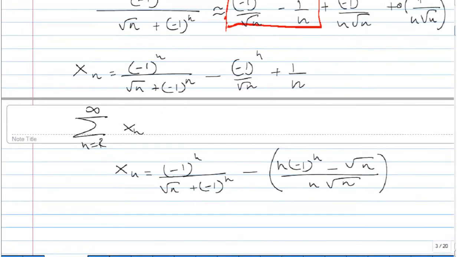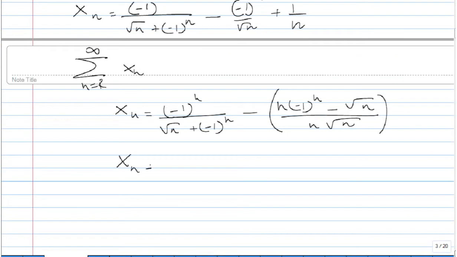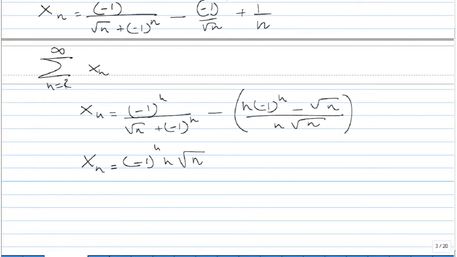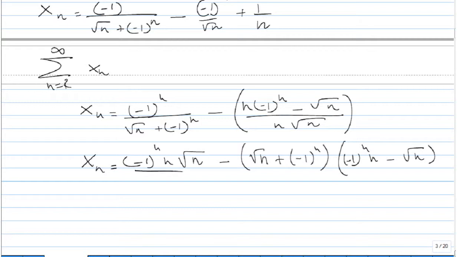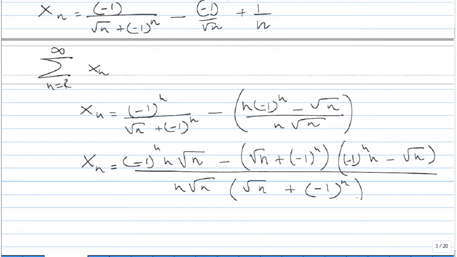And now this gives me xn equal (-1)^n √n minus √n plus (-1)^n times (-1)^n minus √n, over n√n times (√n plus (-1)^n).